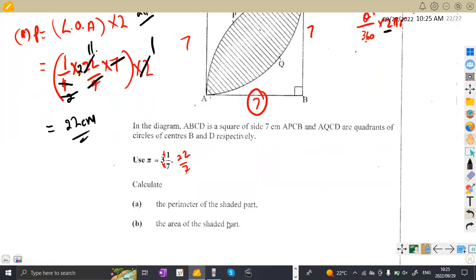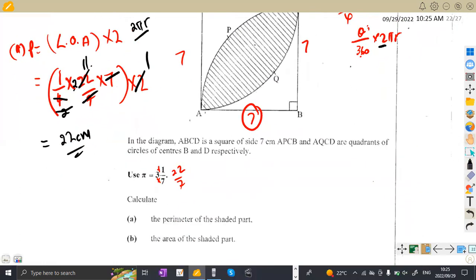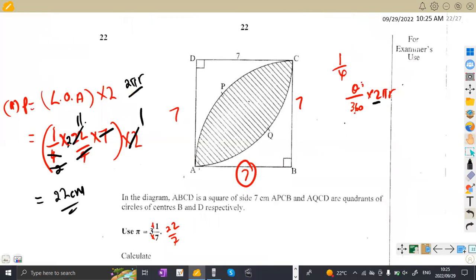The area of the shaded part, same as before, but this time I want you to see what is happening with the shaded part. For the shaded part, we've got 2 things here. We can separate it like this. Let's consider this quadrant here, we are working with this side.